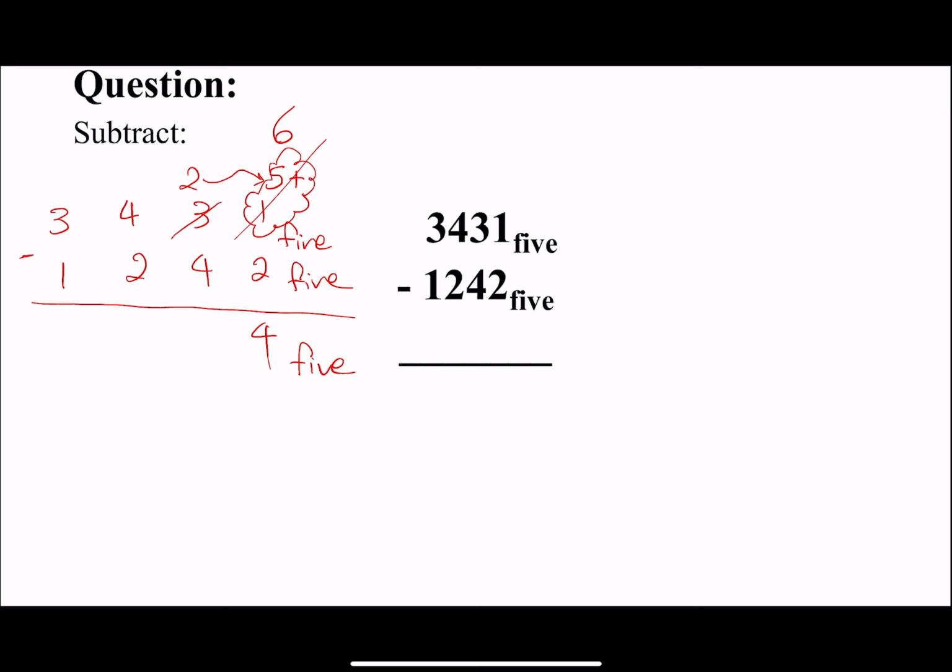Now next column, 2 minus 4. Well, 4 is bigger than 2. I need to borrow from the next column. So 4 becomes 3. It gives me a group of 5 because I'm working in base 5. 5 plus 2 is 7. 7 minus 4 is 3. Let's move to the next column. 3 minus 2 is 1. I don't need to borrow. And next column, 3 minus 1 is 2. Again, I don't need to borrow. So the answer is 2134 base 5.